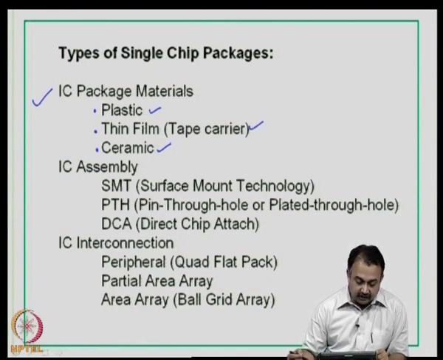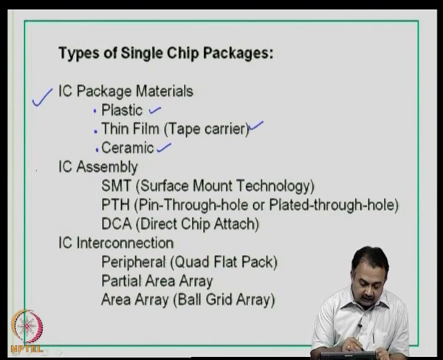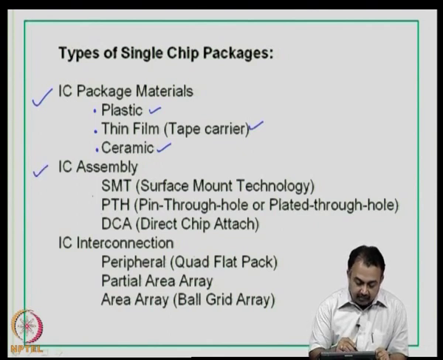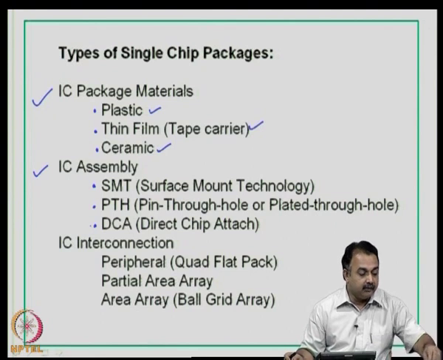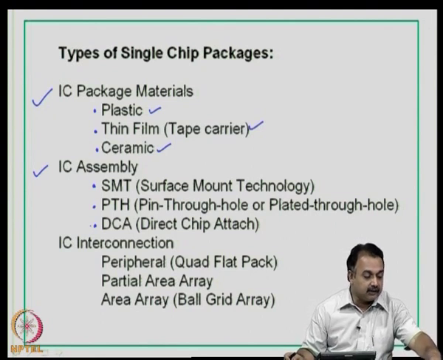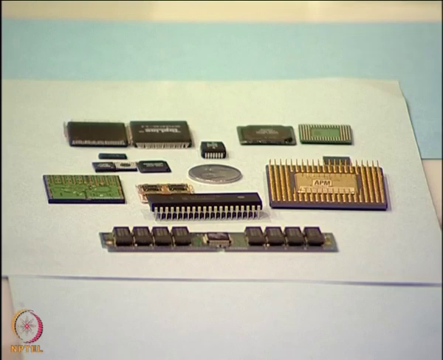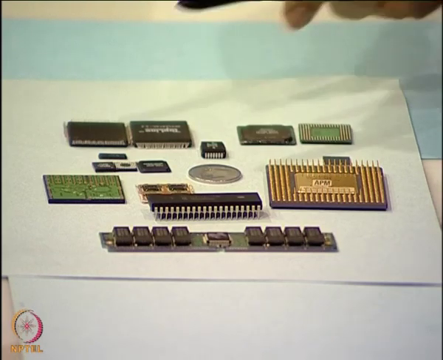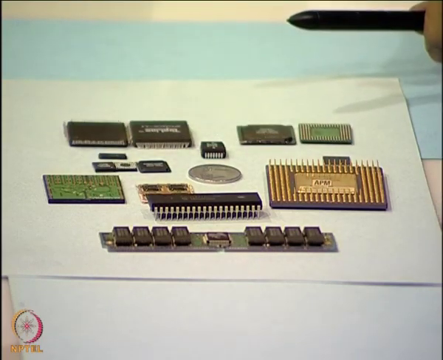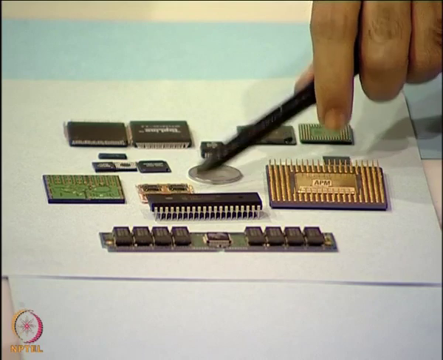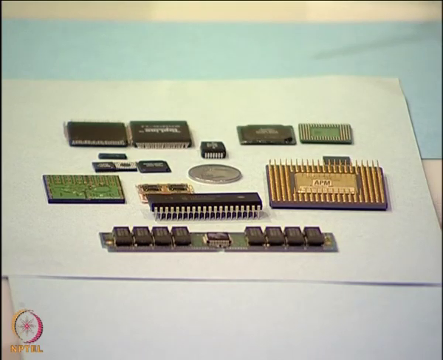The other classification is based on IC assembly type. So, it can be a surface mount device, it can be a through hole device, or it can be a direct chip attach. I want you to turn your attention to this particular samples that are given here, where I will try to show you on this classification. For example, this is a plastic package, okay. Then this is a ceramic package, that means the substrates for each of these are different.